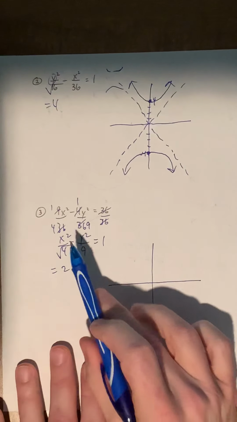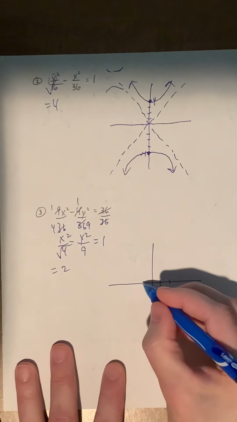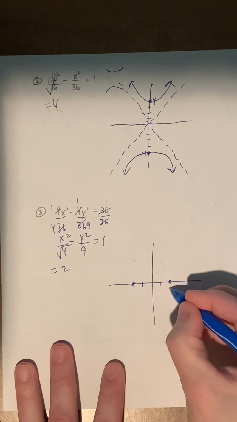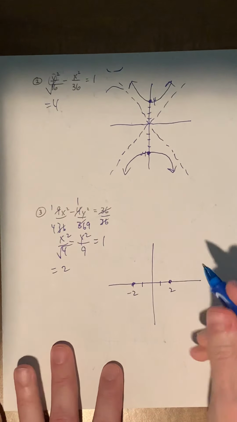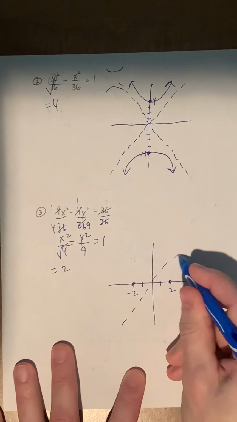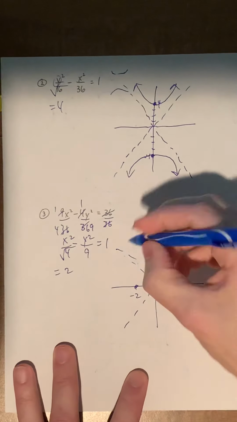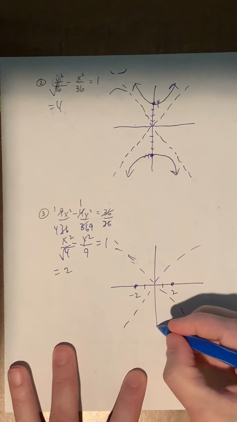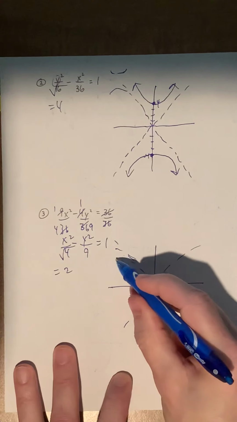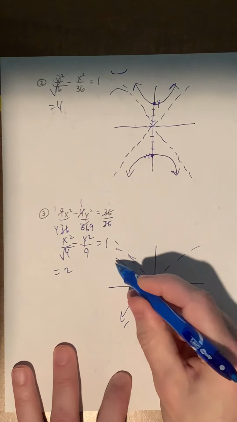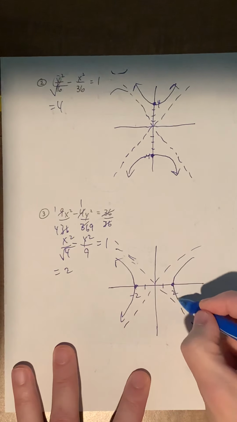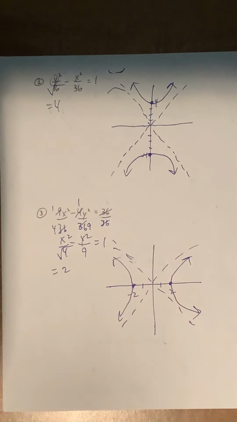So on the x-axis, 2 and negative 2. Asymptotes. And we can make our two curves. And there we go, guys. That's how you graph a basic hyperbola centered at the origin for section 10.2, part 1.